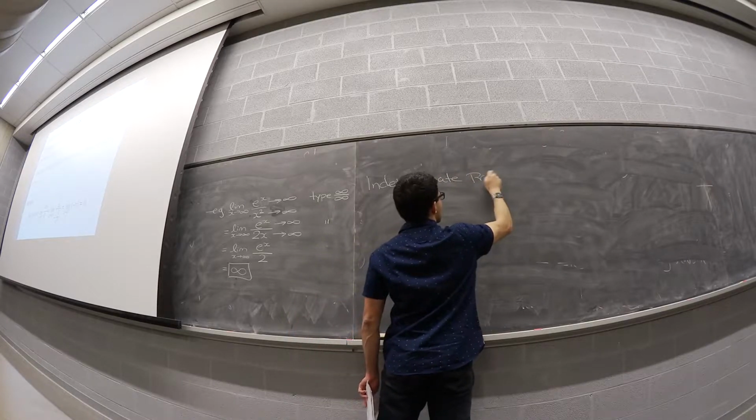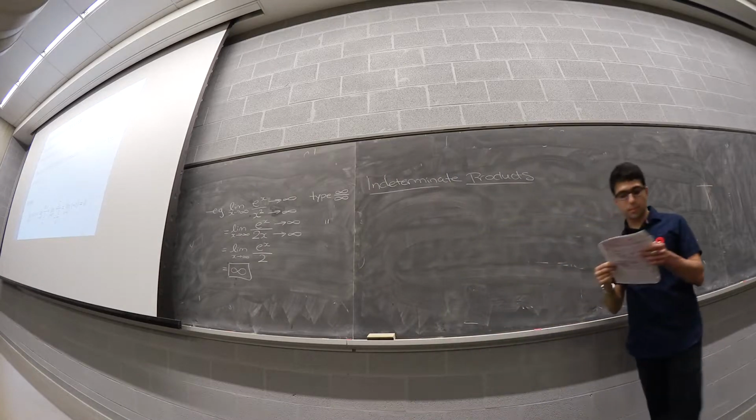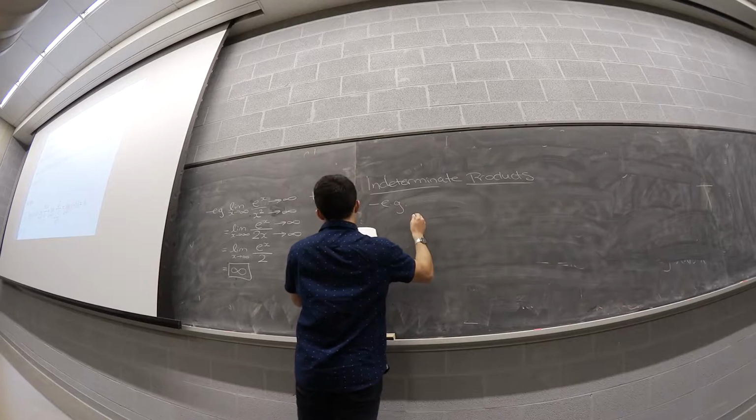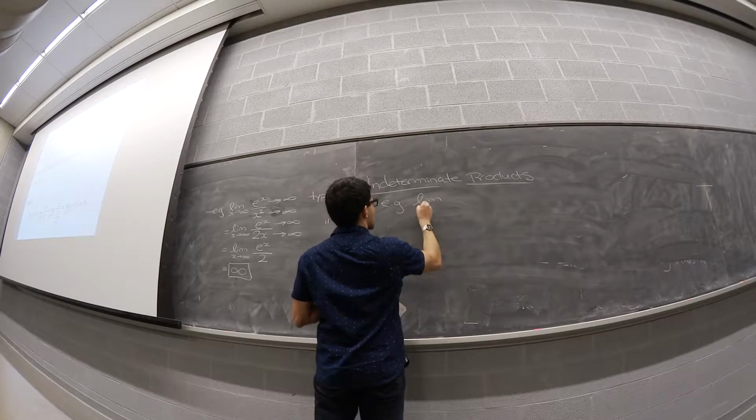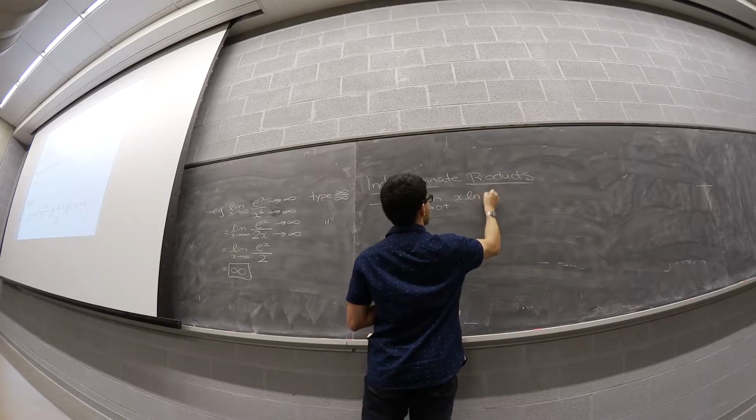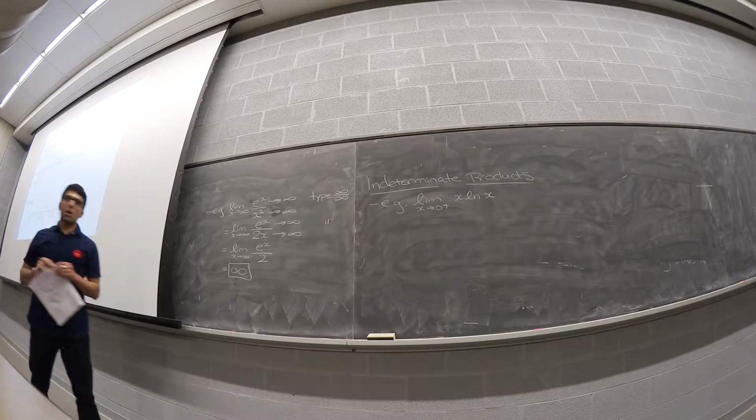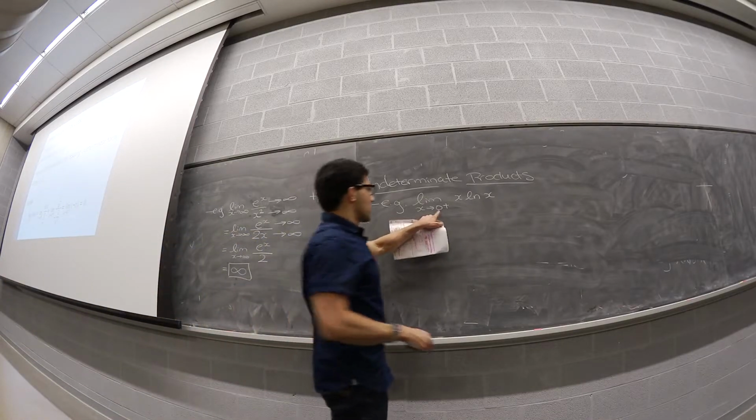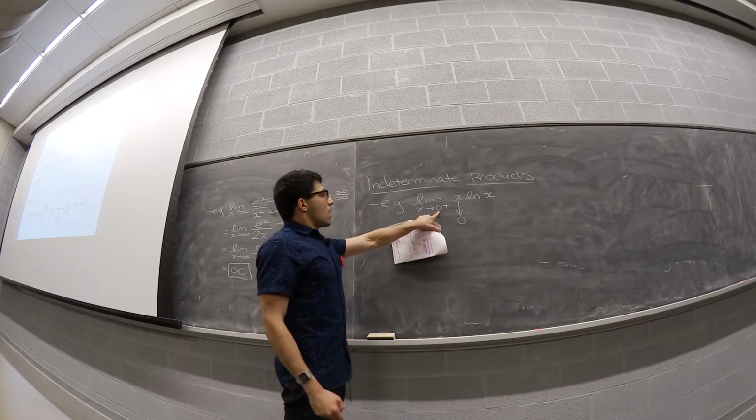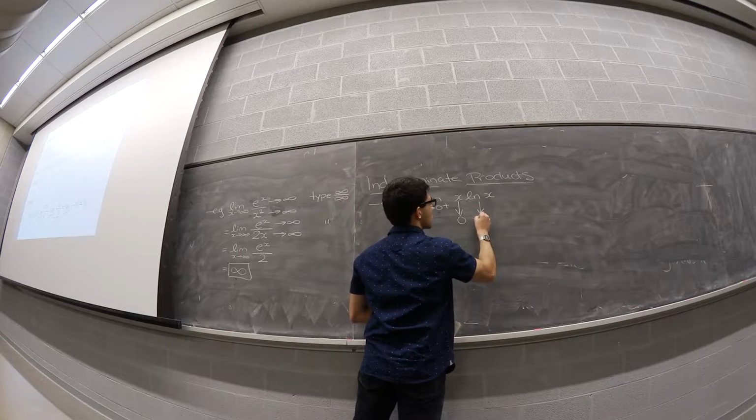Indeterminate products. Up to now we were talking about quotients. For example, the limit as x approaches 0 from the right side of x ln x. All right, what's going on here? As I approach 0, x approaches 0. And ln x goes like that. So ln x goes down.